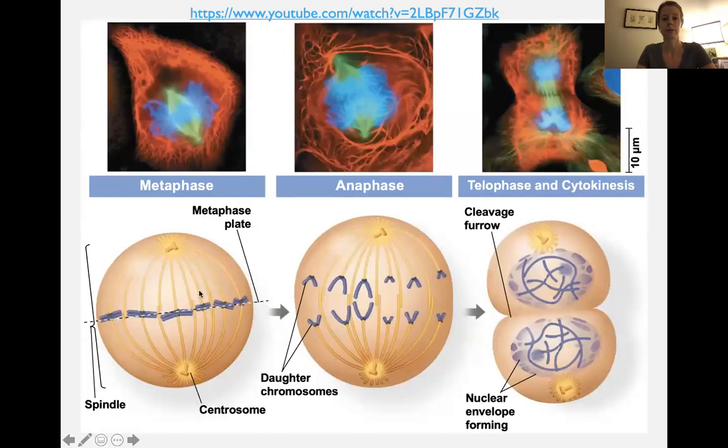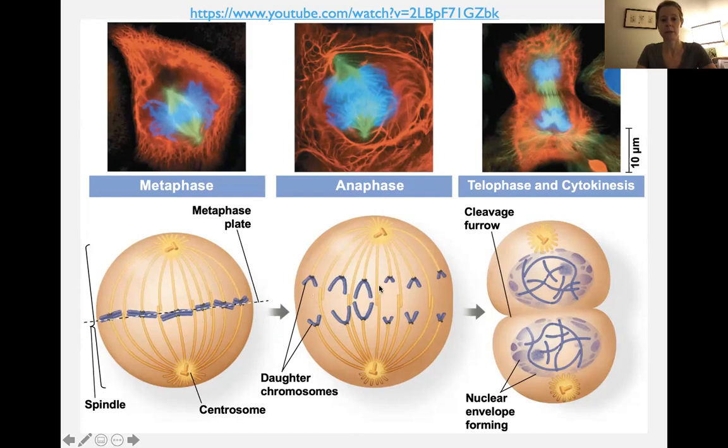Okay, here are diagrams of those last few stages of mitosis. So here, metaphase, we have the chromosomes lining up along the midline. And the spindle is still attached, right? The mitotic spindle, we have those microtubules attached to the chromosomes. That's what's going to pull them apart in anaphase.